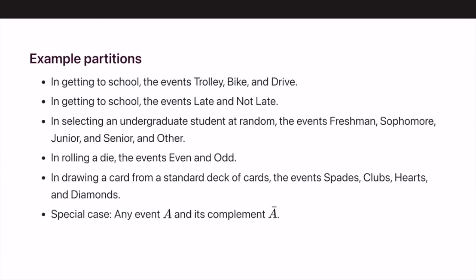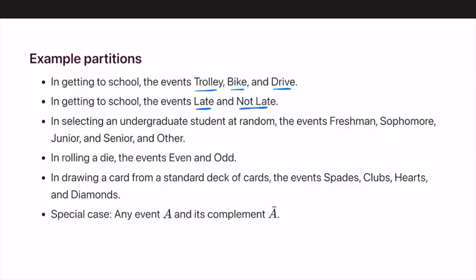So example partitions, because it's good to have a feeling for this, because this is going to map onto the questions that you're asked eventually, are, for example, we have the trolley, biking, and driving. These are all independent. You can't do both. I mean, sure, you could bike to the trolley station and then take the trolley, but in our world that we had set up, you can only do one of those three things. So in getting to school, events like being late and not late. Those are valid events, and you're either late or you're not late.